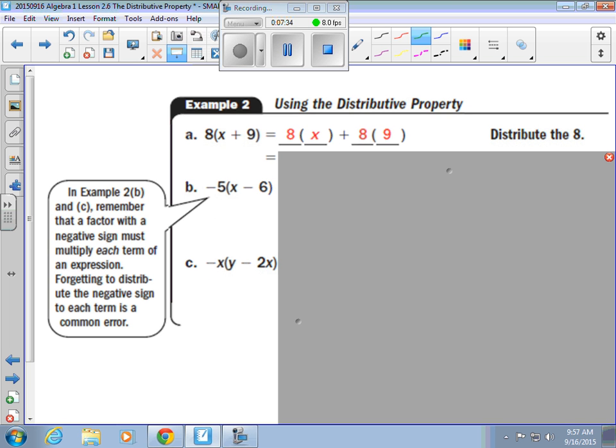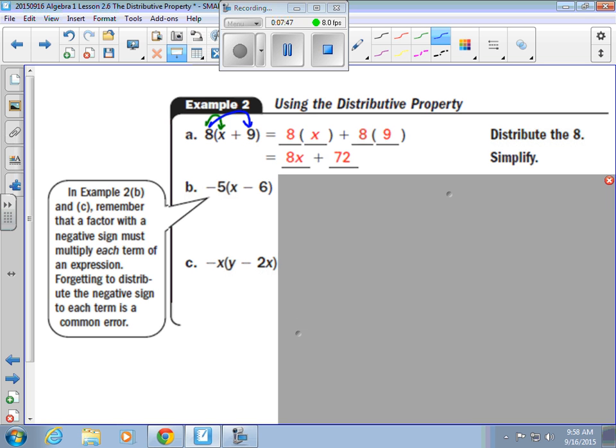Example number 2 is using the distributive property. 8 times x plus 9 means 8 times x and 8 times 9. 8 times x is 8x. 8 times 9 is 72. That's the easiest way it'll be written.